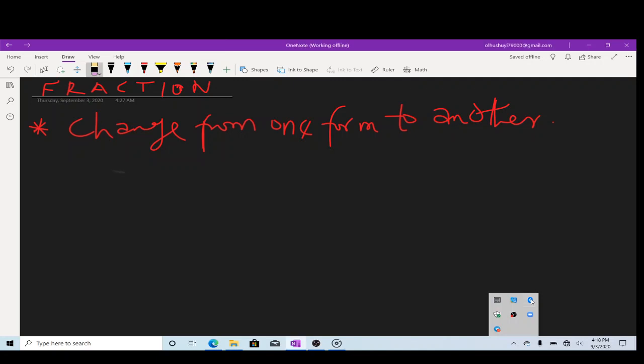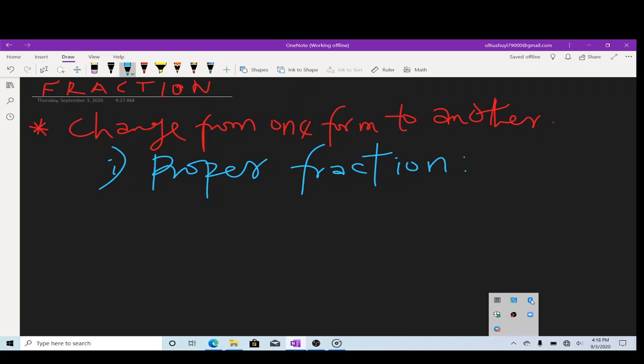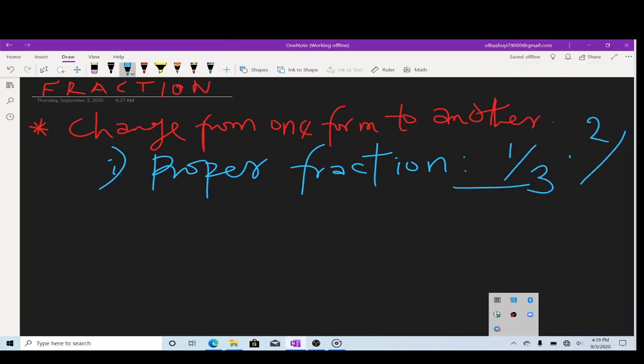We have proper fraction, which is denoted if you have something like this: a bigger number is down. 1 upon 3, 2 upon 5. So if you have something like this, you have a proper fraction.